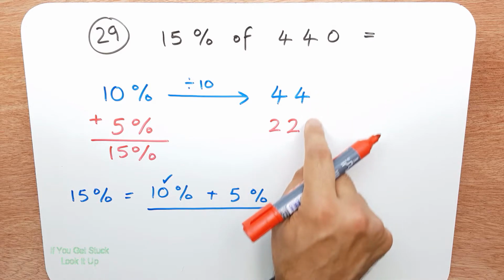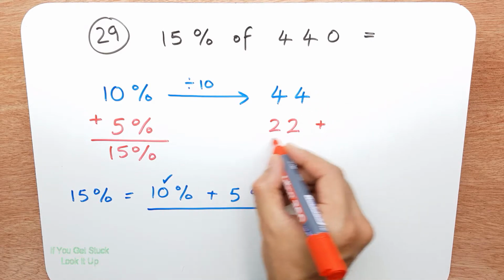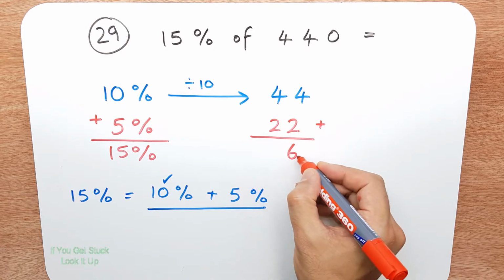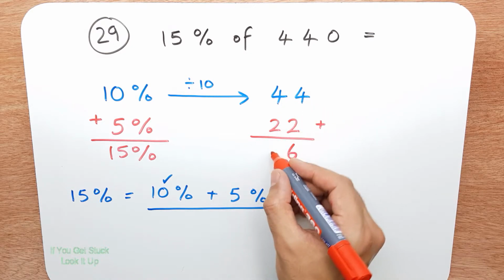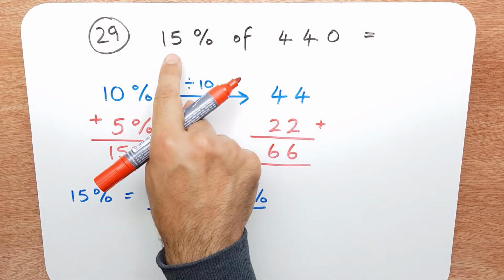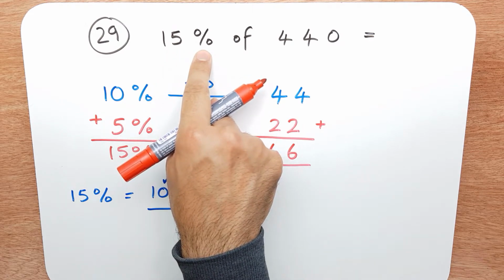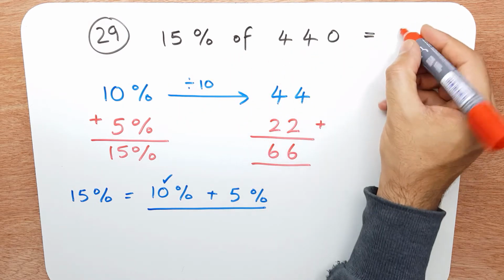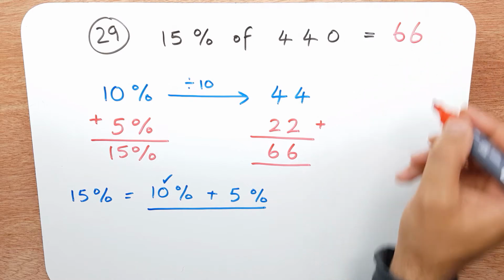And 44 add 22. So let's do that. 4 add 2 is 6. 4 add 2 is 6. So our answer is 66. So if we want 15% of 440, the answer is 66.